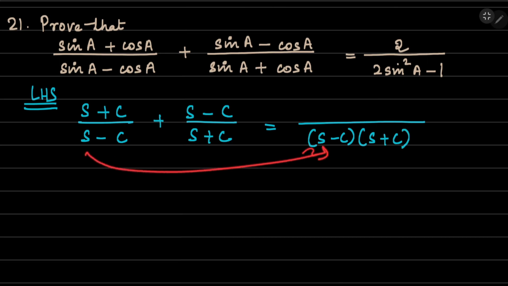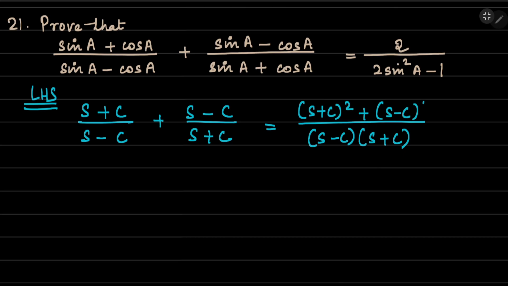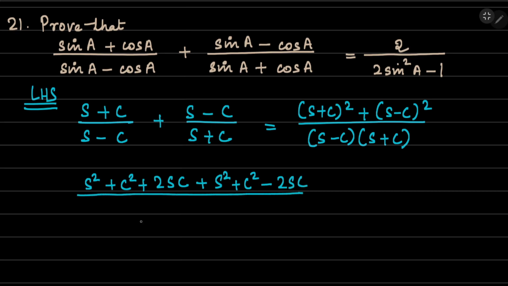Okay, so when you take the LCM, the first term would be sine plus cos the whole square plus sine minus cos the whole square. Now let's expand it using a plus b the whole square. So the first term is a square plus b square plus 2ab, plus the second term a minus b the whole square, which is nothing but a square plus b square minus 2ab, whole divided by, in the denominator, a plus b into a minus b, a square minus b square.